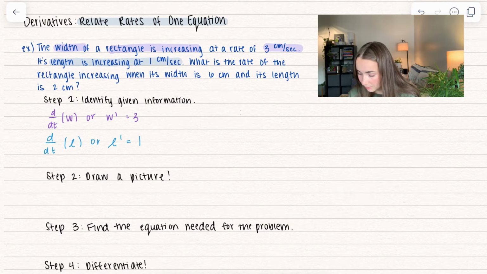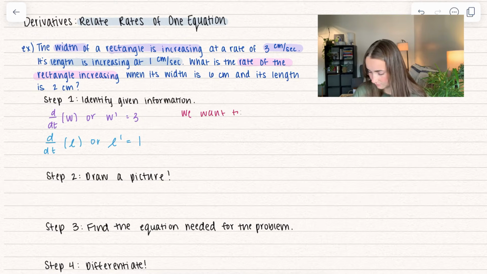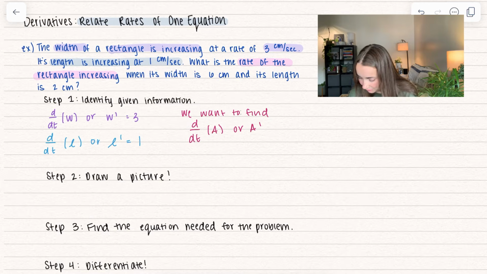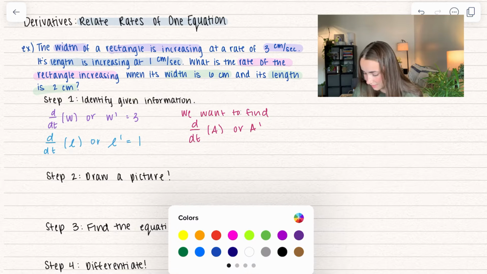Alrighty, so we want to find the rate of the rectangle increasing. And so that means what we want to find is the derivative in terms of time of the area, or A prime, the first derivative of area. And lastly, we have one more piece of information here: we are given that the width is 6 centimeters and that the length is 2 centimeters. So I'm going to write that out.